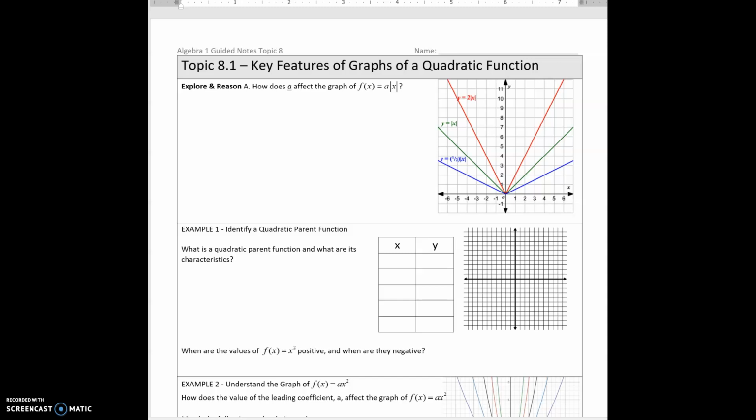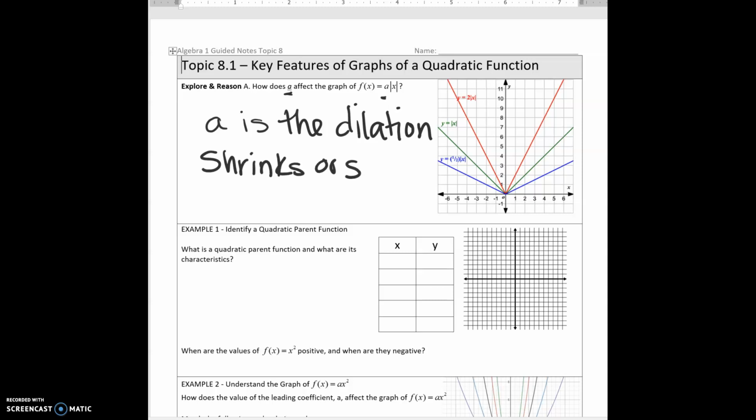So before we closed, we talked about how this A, if we put it in front here, affects the graph. We looked at it, and it either makes it shrink or stretch. So it either widens it or narrows it. So the A is the dilation. It either shrinks or stretches the parent function.